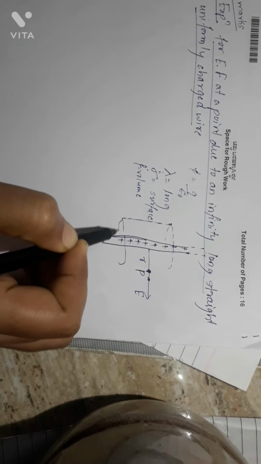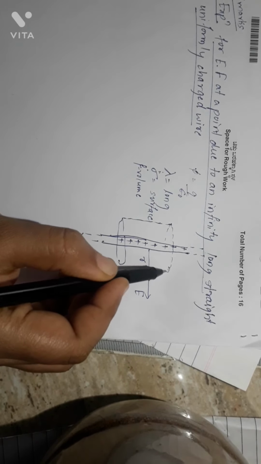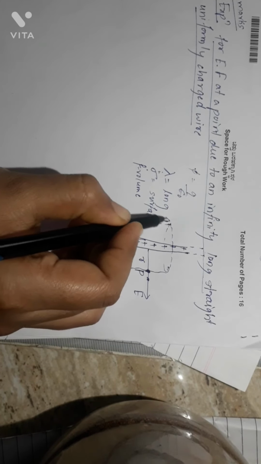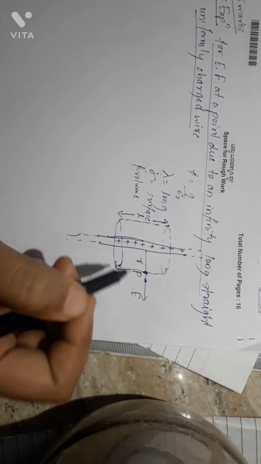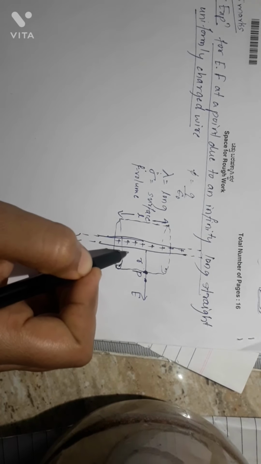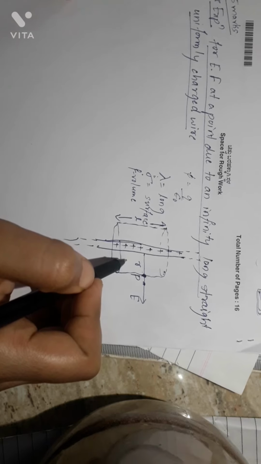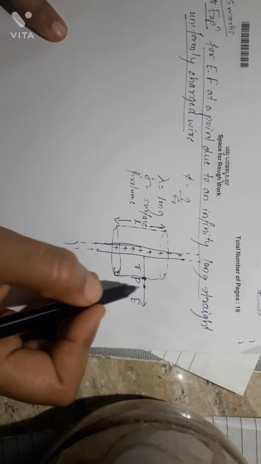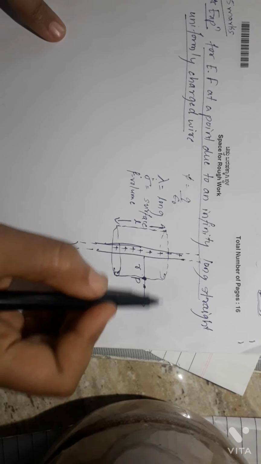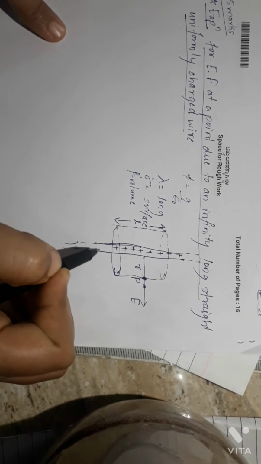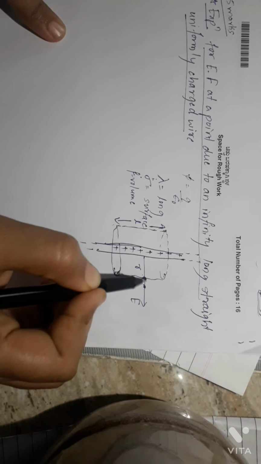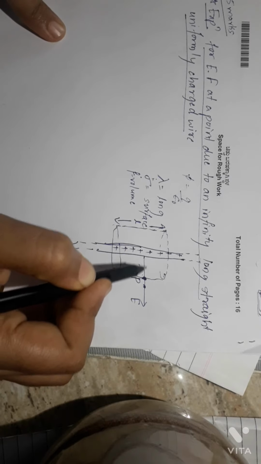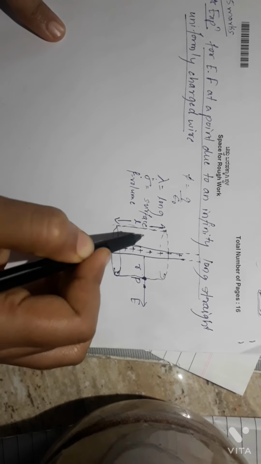Let us take a Gaussian surface of a cylinder which lies at point P, of length L, with P at distance r. So let us consider the Gaussian surface of the cylinder. We have to find the flux through the two circular cross sections, and also the flux through the curved surface of the cylinder.